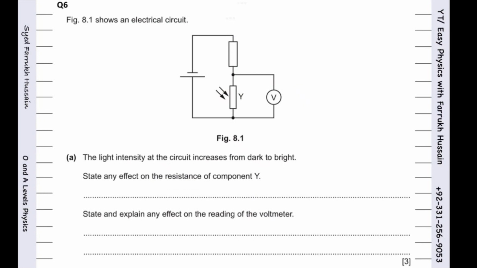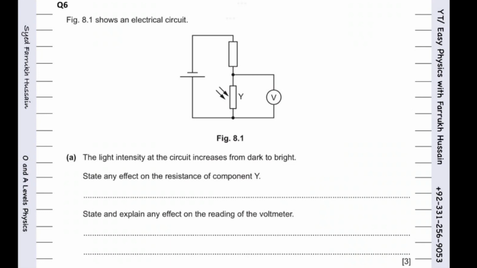The light intensity at the circuit increases from dark to bright. State any effect on the resistance of component Y. The resistance increases at night, in the dark. What about when the light intensity increases from dark to bright? Bright means more light. More light means less resistance.